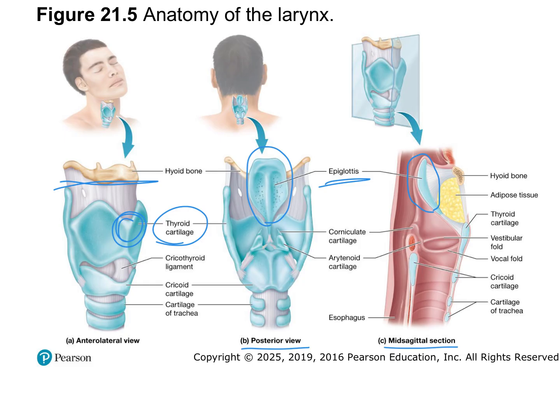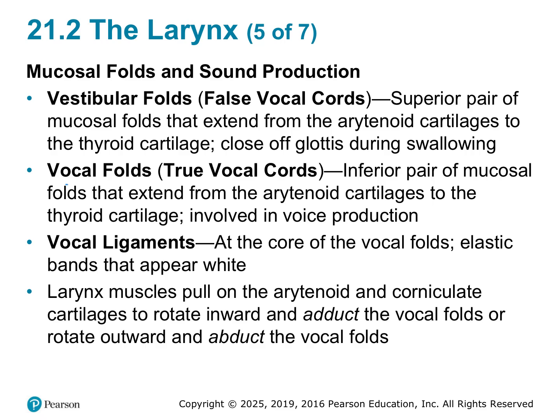This image also shows the vestibular fold and vocal fold, that's involved in your sound production. And the vocal folds, those are your true vocal cords. They are going to be inferior to the vestibular folds or your false vocal cords, but it's the true vocal cords or vocal folds that are involved in the voice and sound production. The vestibular folds still have an important role. They're going to be helping to close off the glottis during swallowing.